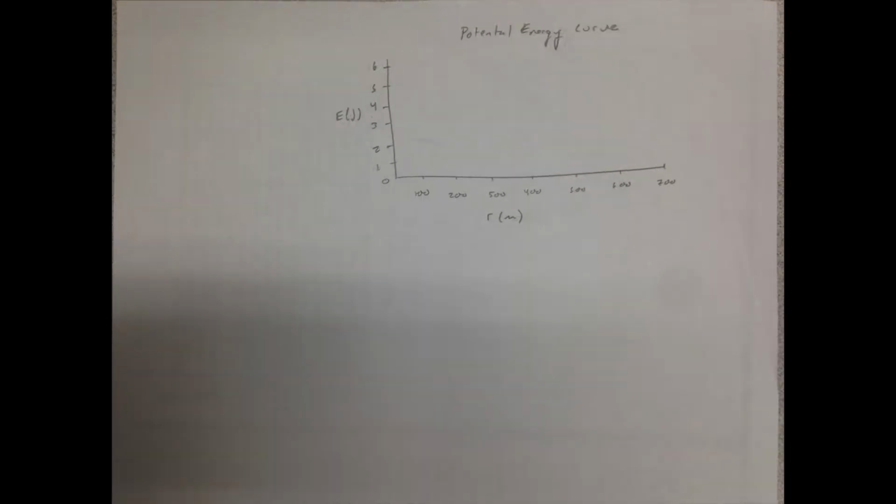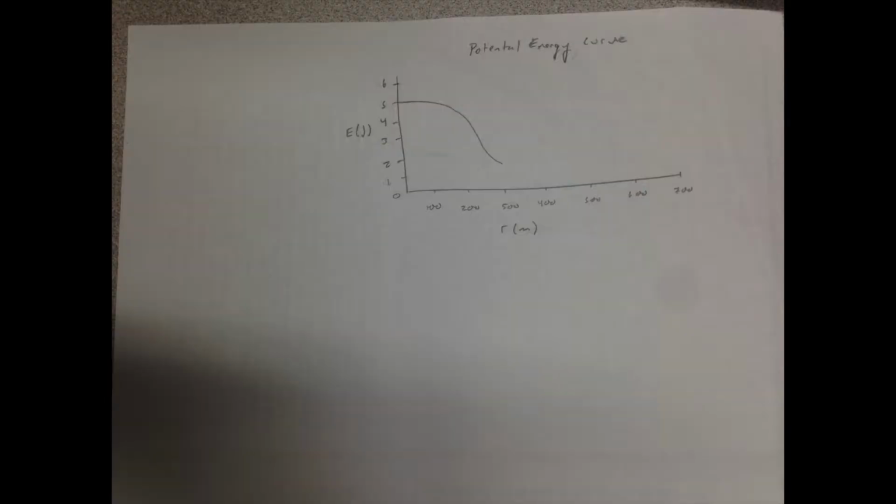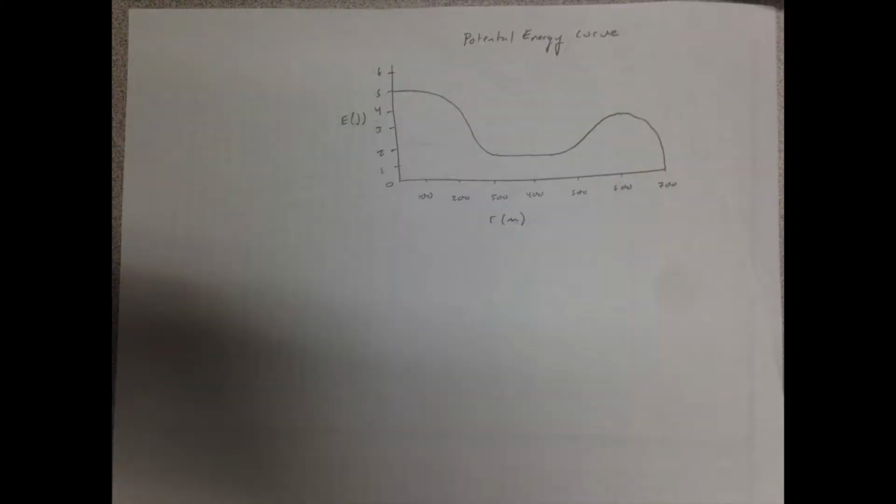We have a potential energy curve of an object that's 20 kilograms. At a distance from 0 to 300 meters, the object has 5 to 2 joules of energy. From 300 to 450 meters, the object has a constant 2 joules of energy. From 450 to 600 meters, the object has 2 to 3.5 joules. And from 600 to 700 meters, the object goes from 3.5 joules to 0 joules.